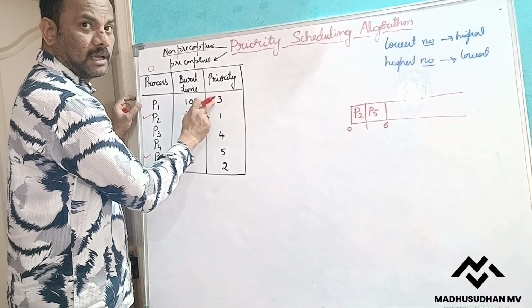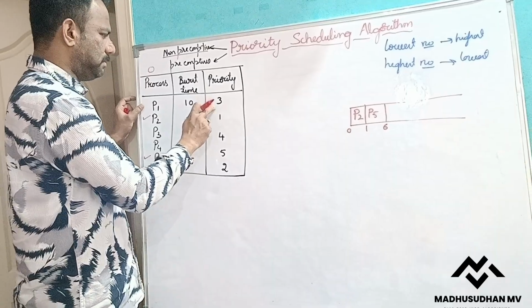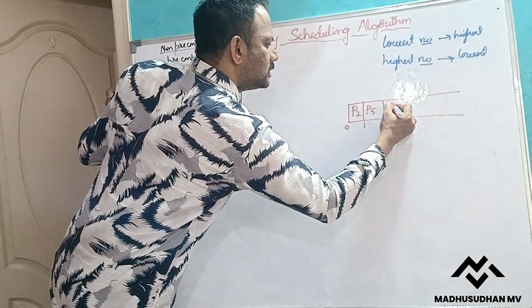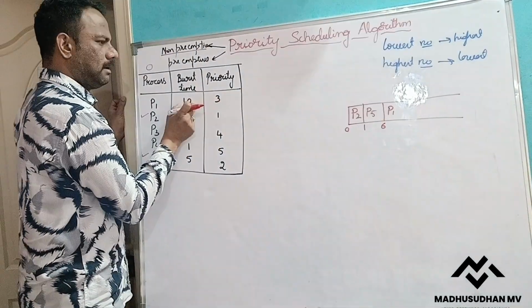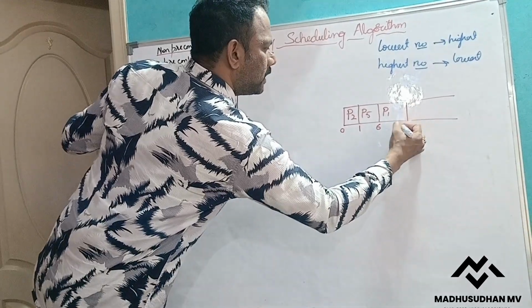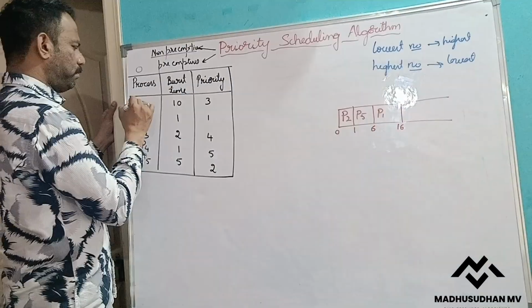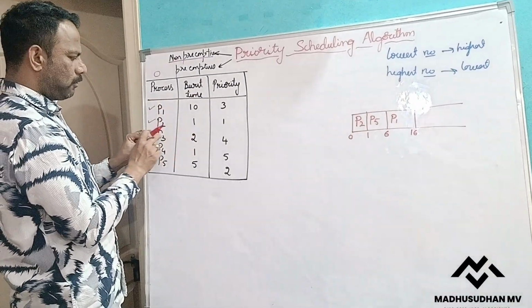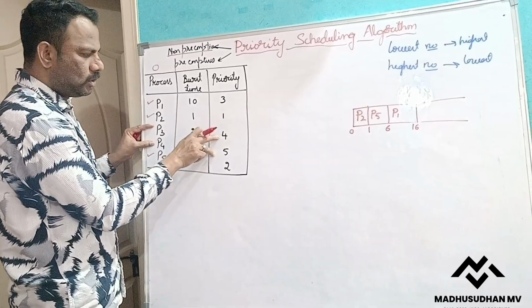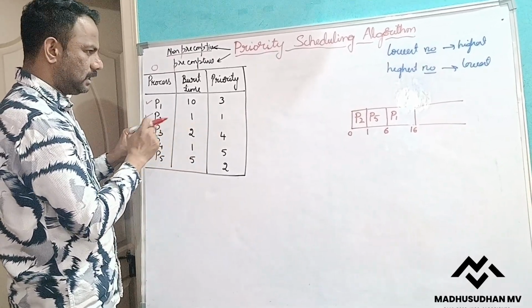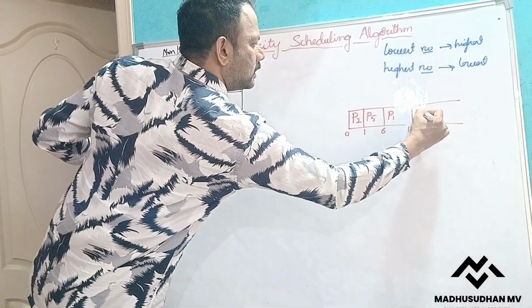So the next highest priority among the remaining processes is P1. So I am executing P1. It needs 10 milliseconds, so 10 plus 6, 16 milliseconds. Now P1 is also over. Now I am having only P3 and P4. Among these 2, the highest priority is P3. So I am executing P3.